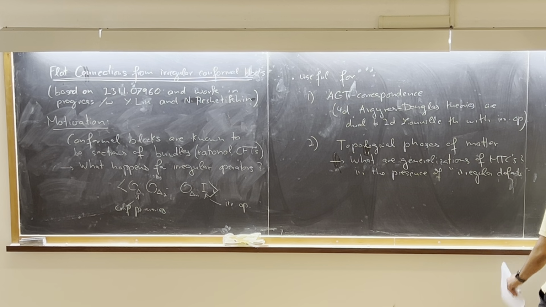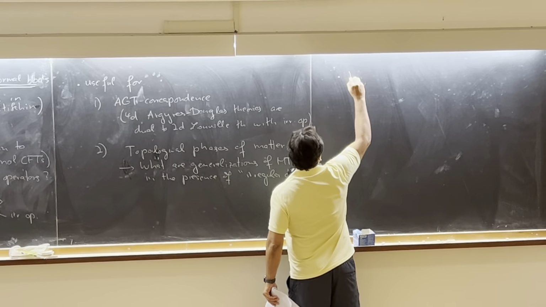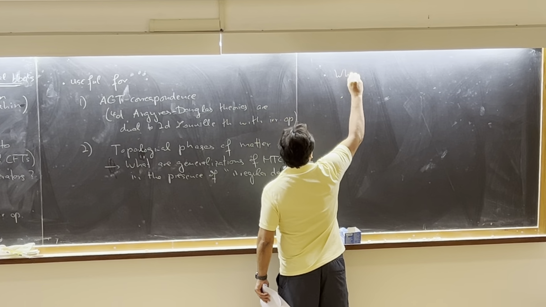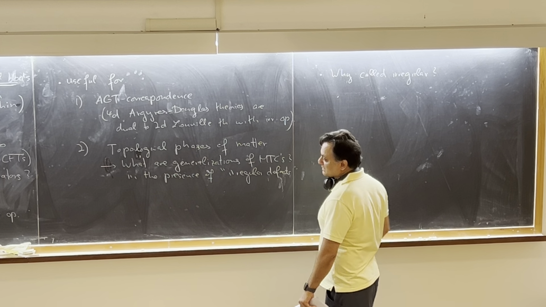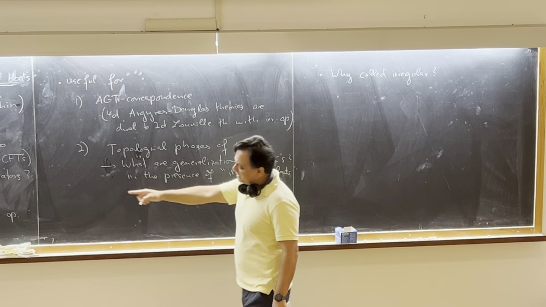Let me now come to another point, namely why they are called irregular. These operators, as I will discuss in a moment, are not in the usual representations of the Virasoro algebra. They are in different modules, and you can call them however you want. But they are called irregular because these conformal blocks are related to irregular singularities, and that has to do with the connections on these bundles.